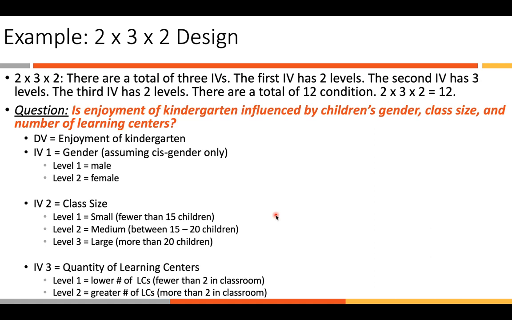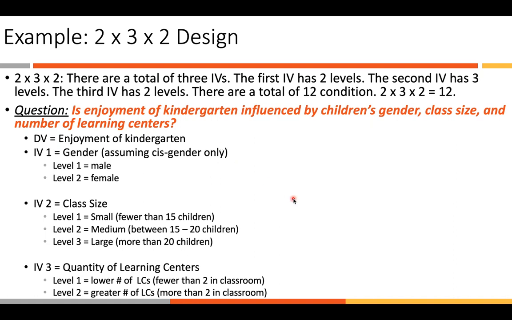And of course, we could make things incredibly complicated for ourselves, and we could add a third variable to an experiment. So here we have a 2x3x2 factorial design. We just multiply those numbers across, and we will have 12 experimental groups or cells. Maybe I'm an educational psychologist, and I'm studying enjoyment of kindergarten. Who doesn't like kindergarten? I have a few different variables that I think might impact enjoyment of kindergarten: gender, class size, and the number of learning centers in the classroom.